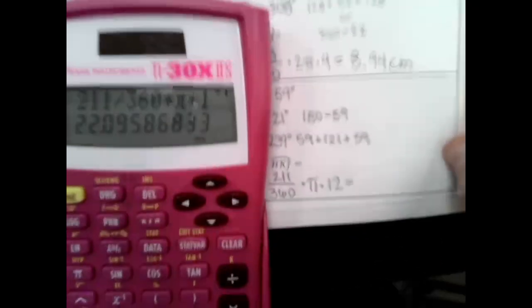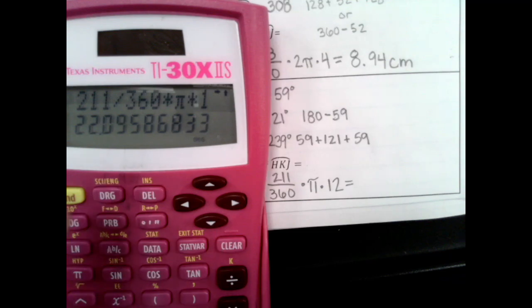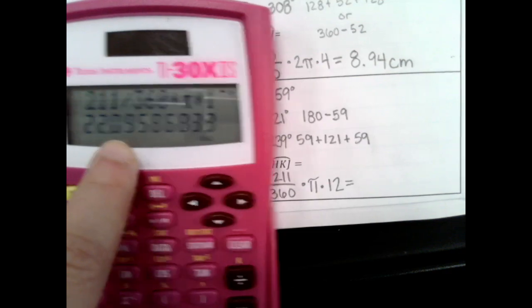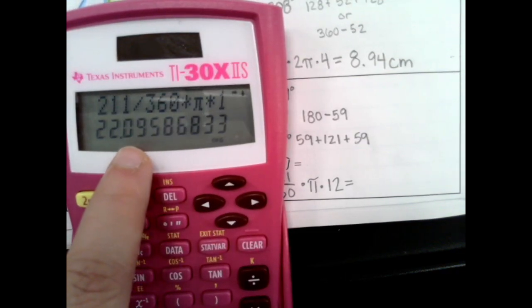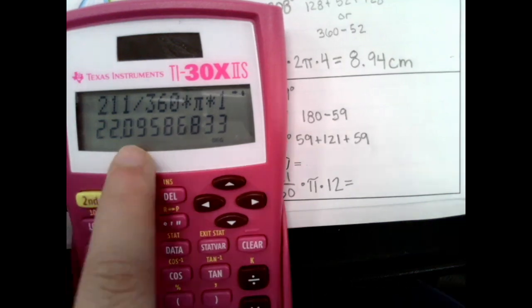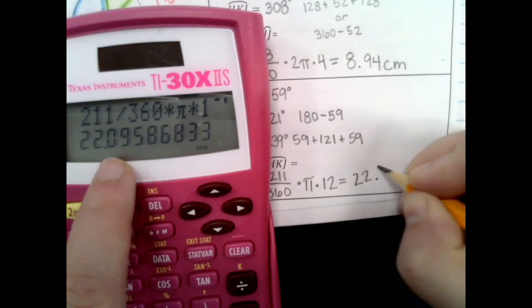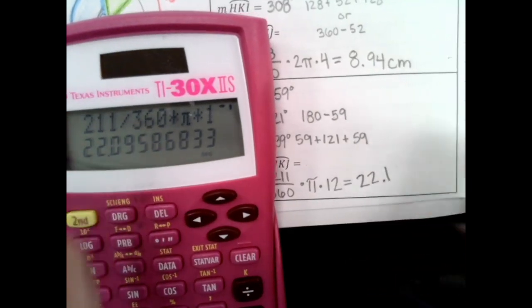All right, 2 decimal places. Is this going to be 22.09 or 22.10? What does that 5 tell me to do? To stay at the 9 or round up to 10? Round up to 10. So 22.10. When I write 10, do I need the extra 0? Nope, so just 22.1.